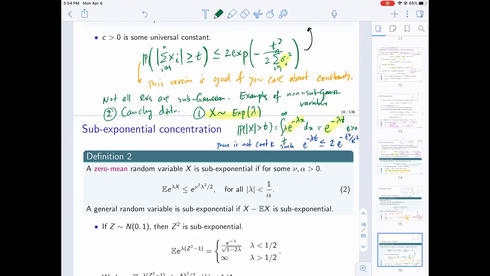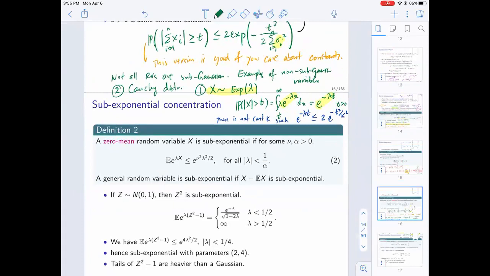Can you see the chat? Can everyone see the chat? Yes, I can see. It's 1 over 1 plus x squared. I see. Right. The tails go to zero like an inverse polynomial, which is even slower than exponential. Another way of saying it is that the moments are not finite, even the first moment. Sub-Gaussian variables have finite moments of all orders, which is related to the tails. Okay, good. So it depends on how heavy the tail is.